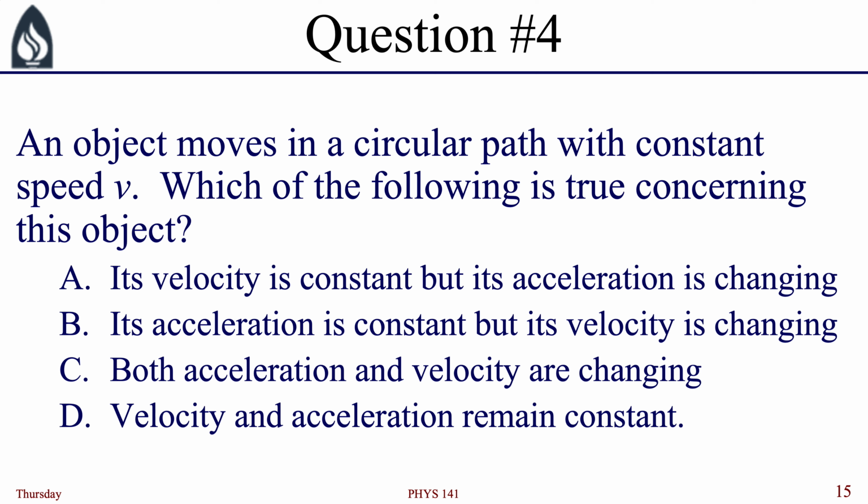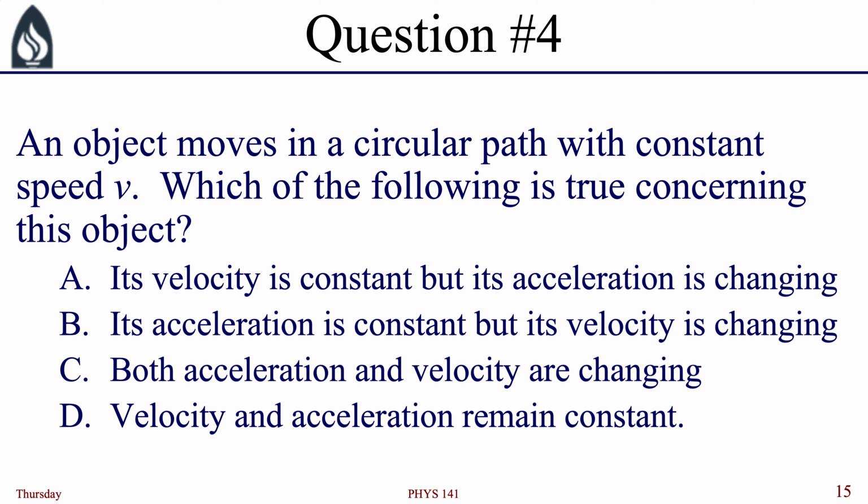Okay, so now that you've had a chance to think over these different options, which of the following would be true concerning this object? Well, we know that the speed is constant, but is the velocity changing? Well, if the object is moving in a circle, then the direction of the velocity vector is changing. So since velocity is a vector, the velocity is technically changing. The magnitude of the velocity is not changing, but its direction is. So the velocity vector is changing.